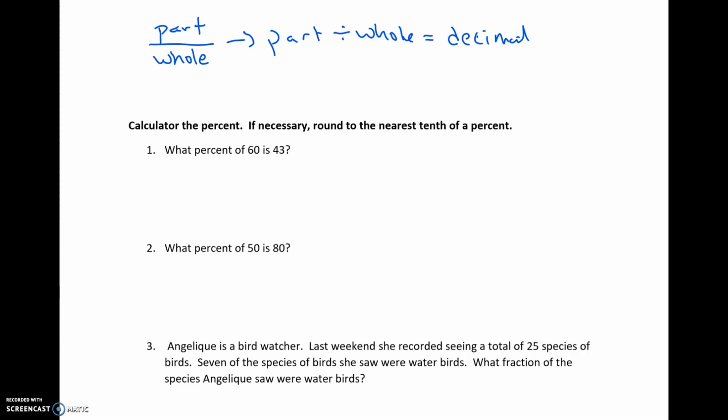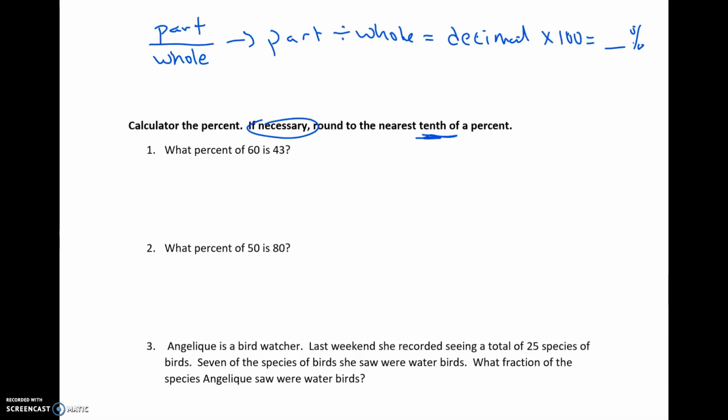And just like before, if we want to go from a decimal to a percent, we'll take that decimal and we'll multiply it by 100, or move the decimal point 2 places right, and that way we can get our percent. So let's look at how that might come up in a couple problems. The first says calculate the percent, if necessary round to the nearest tenth of a percent. So if necessary, we will round to the nearest tenth.